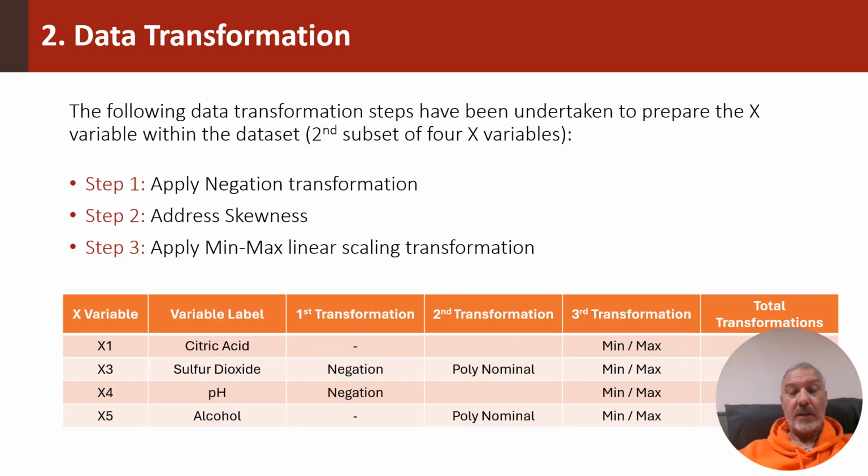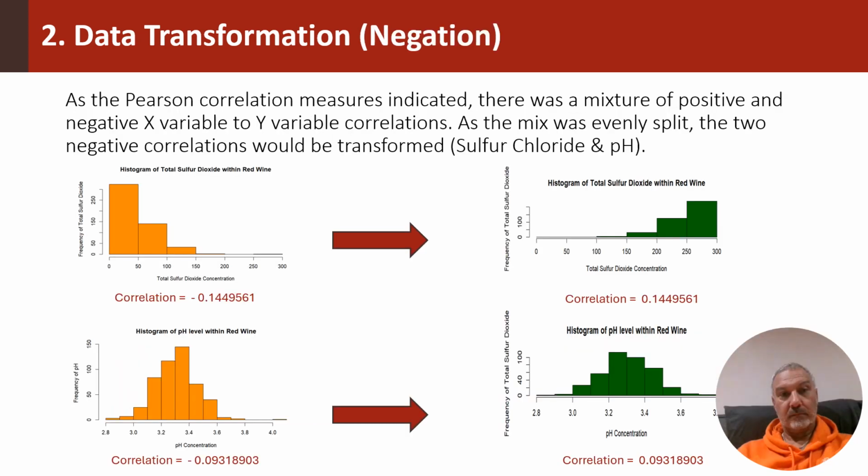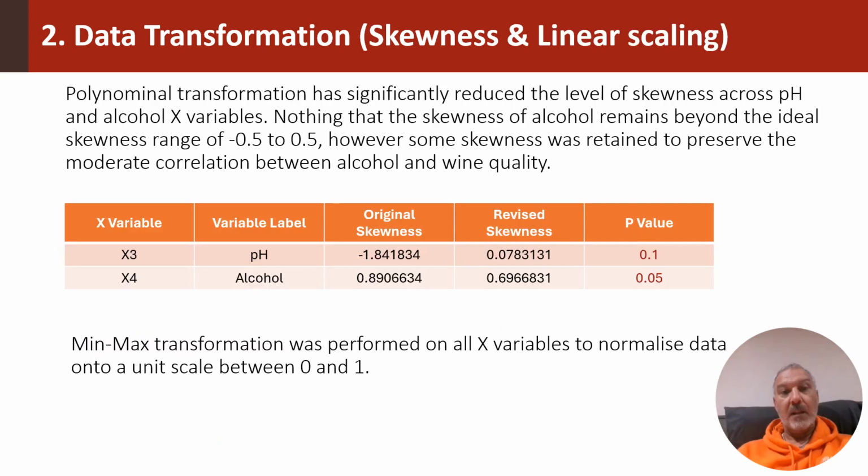There will be a total of 3 transformation procedures undertaken: negation for X3 and X4, polynomial transformation to address the skewness in X3 and X5, followed by a min-max standardization across all variables. The negation procedure will flip the correlation from negative to positive in the case of sulfur dioxide and pH level. Polynomial transformation significantly reduces skewness in X3 and X4, and the min-max procedure was performed across all X variables.